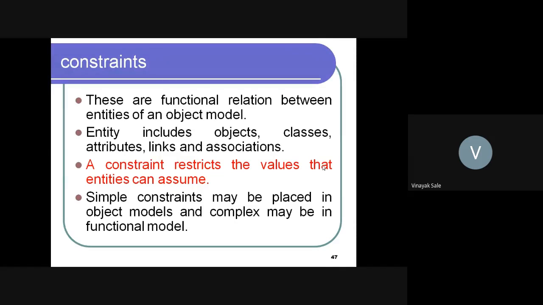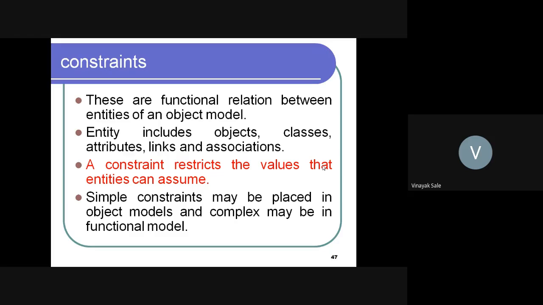These are functional relations between entities of an object model. Entity includes objects, classes, attributes, links and associations.